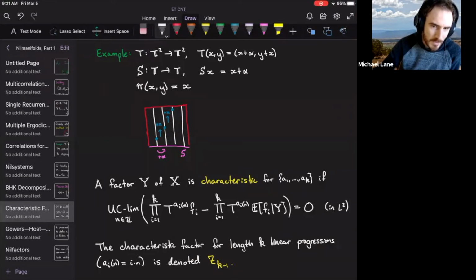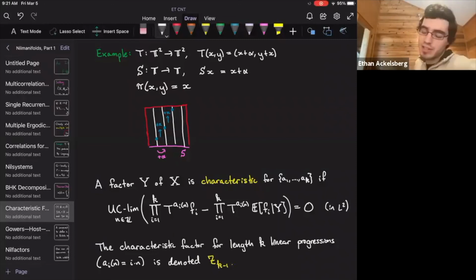So is there sort of a general way of constructing this Z_{k-1}? Yeah, so I'll get to that. So I should say, if you have your system X, whatever patterns you throw out there, X will be a characteristic factor, right? If I take the projection onto X, I'm not doing anything, and so I'll get the identity. So to make things useful, you probably want to take the smallest factor that controls the averages.